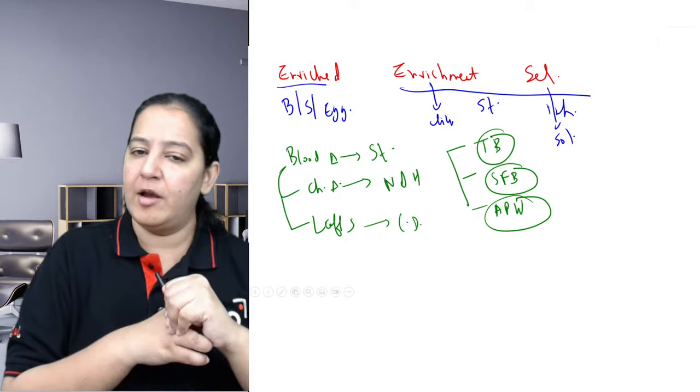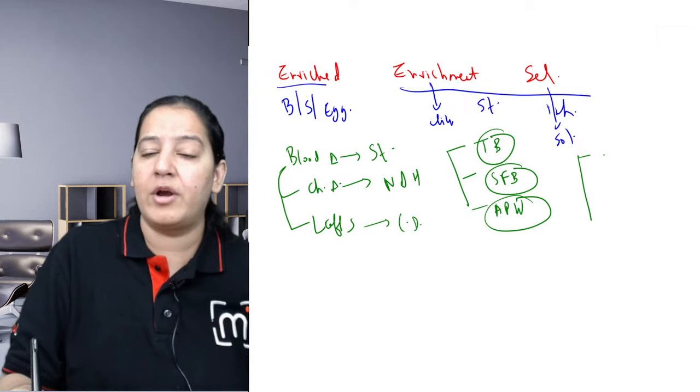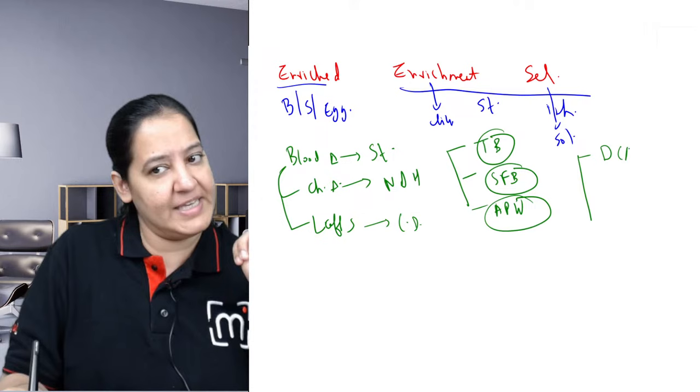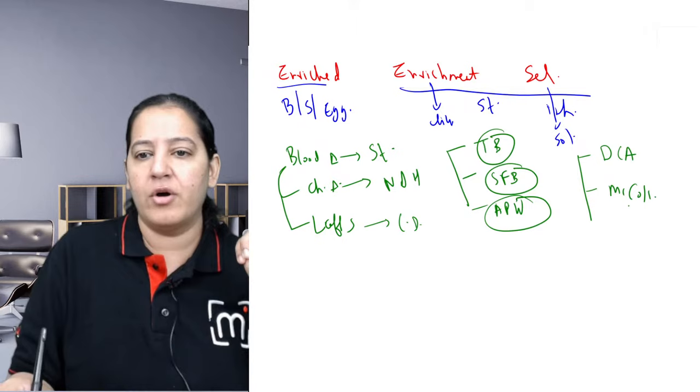Selective, you tell me the three solid media. I guess the first example was DCA, the second example was MacConkey, and what was the third example? I just forgot, you can help me. Three examples I told you in the selective also.